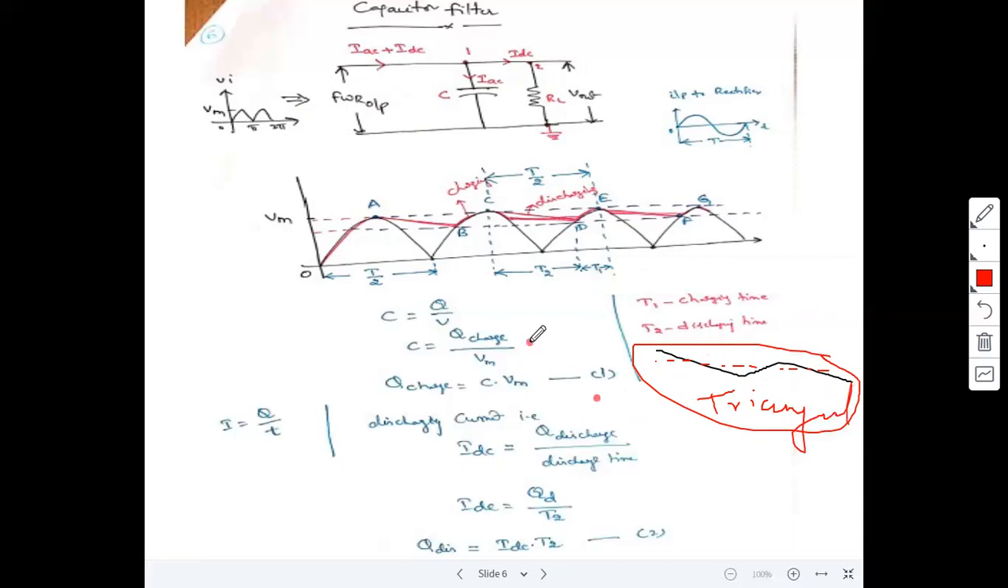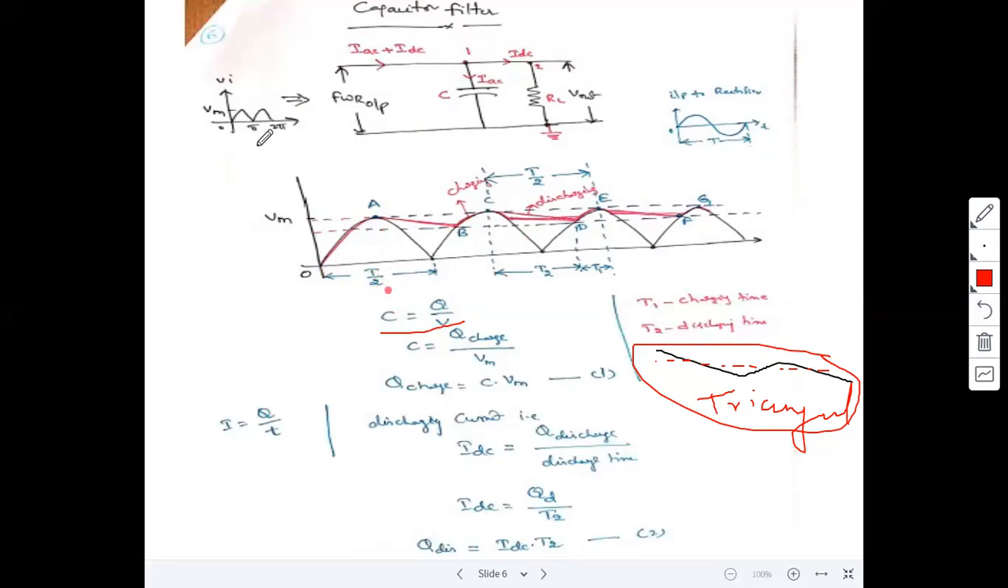Now for this one, we have to calculate the ripple factor. Already we know the capacitor properties: C is equal to Q by V. Capacitance is equal to charge by voltage across the capacitor. Now if you want to consider this time interval, again we consider the total time period, T by 2.